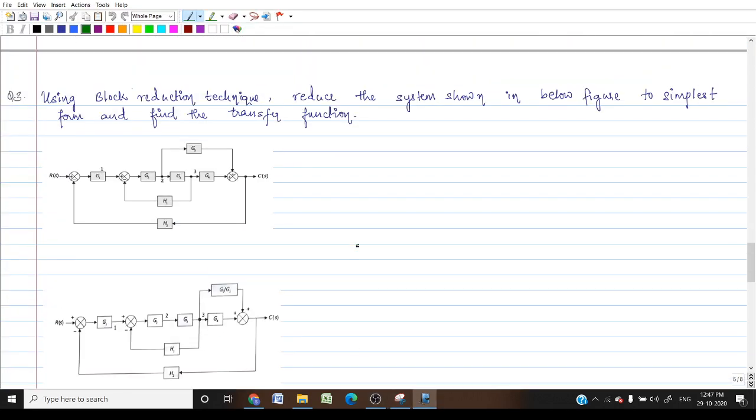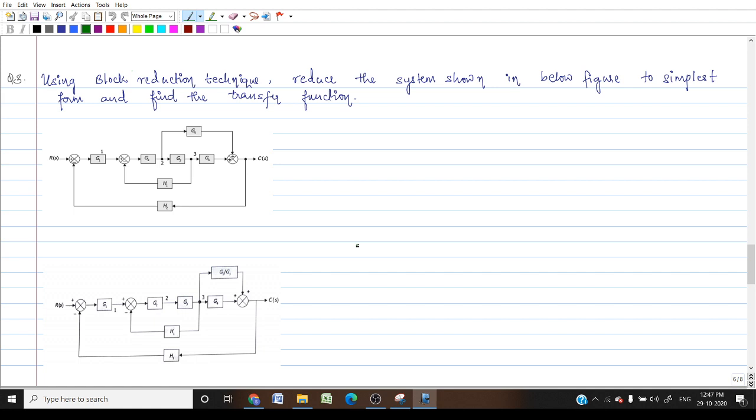The last problem in the tutorial is using block reduction technique, reduce the system shown in the below figure to the simplest form and find the transfer function. So I'll just tell the steps which have to be taken. So coming to step number 1.